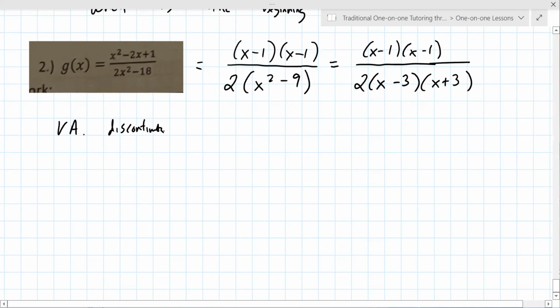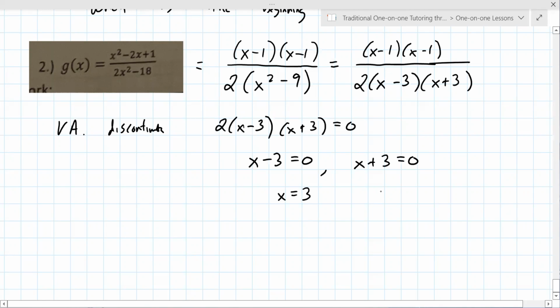And there is more than one because you're setting the denominator equal to 0. So you're setting x minus 3 equal to 0 and x plus 3 equal to 0. So x is 3 and x is minus 3. And these are the equations of your discontinuity.